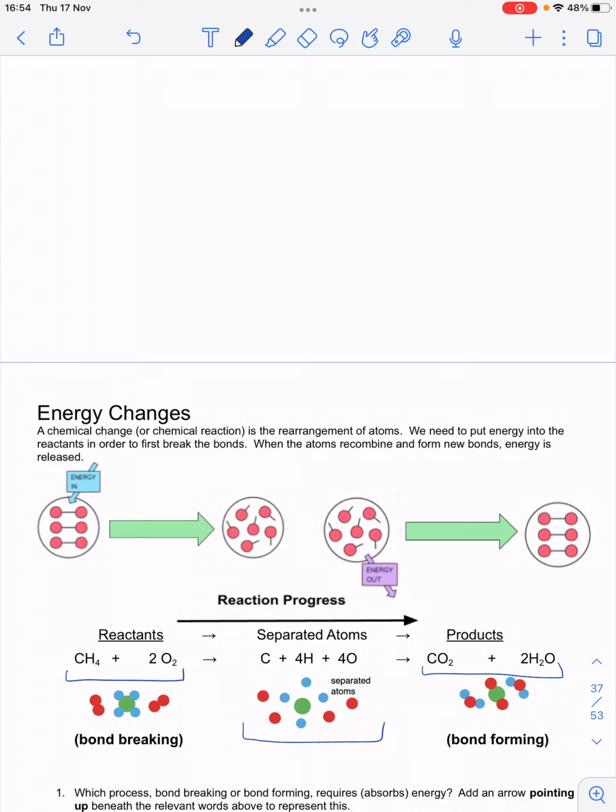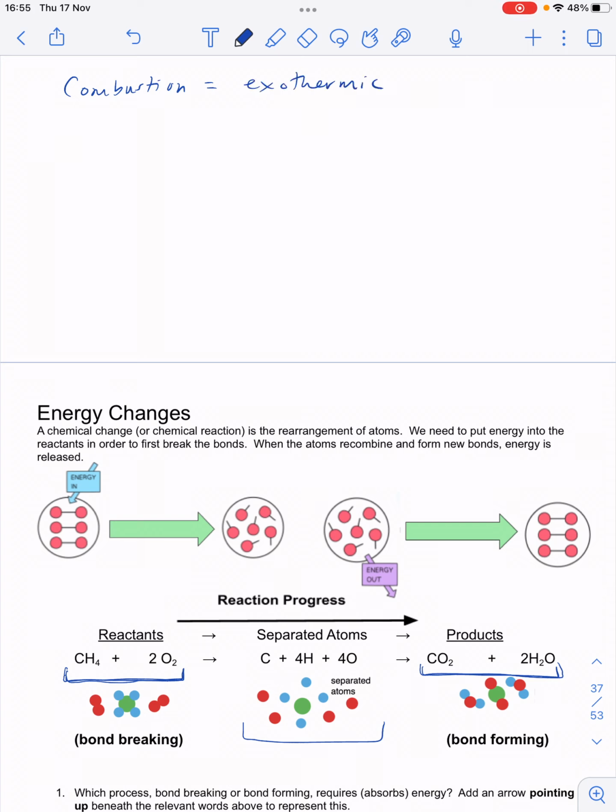Okay, well, let's take a combustion reaction that we've seen before. So this reaction shows methane reacting with oxygen. This is combustion to form carbon dioxide and water. And we know that combustion is very exothermic. Combustion is always exothermic, and that's why it's such a useful reaction. It releases lots of heat.